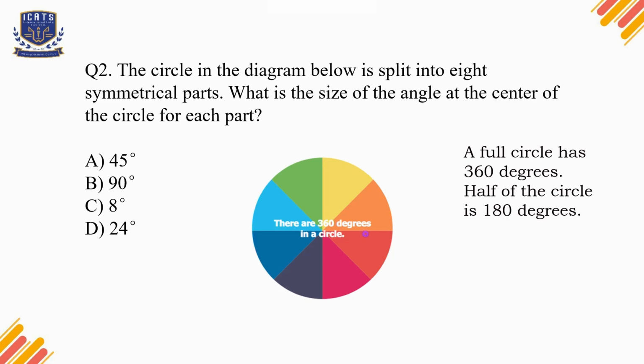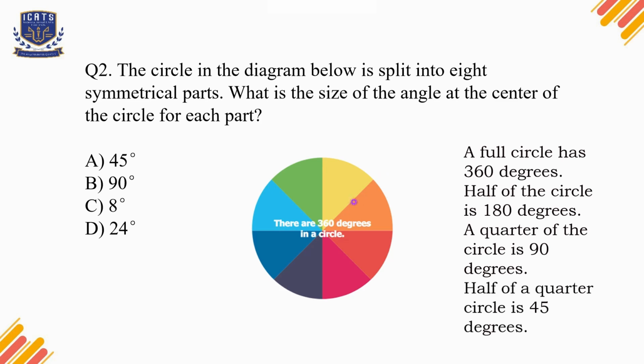The half of the full circle is 180 degrees. And now if we find out a quarter of a circle, it's always 90 degrees. But we can see that the quarter of the circle is also divided into half. So we can find out the half of 90, which is 45 degrees. So we will select option A here.